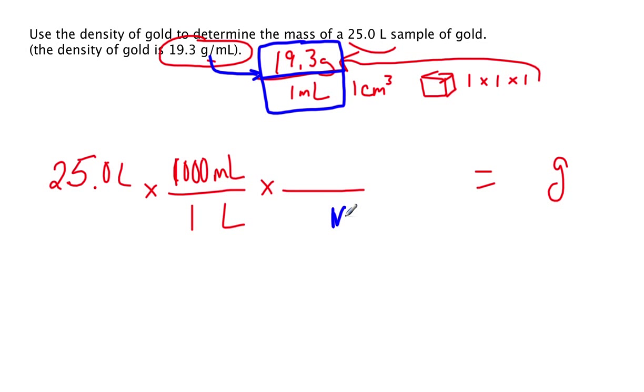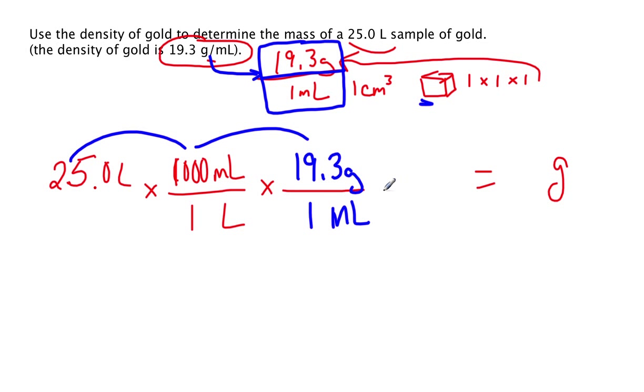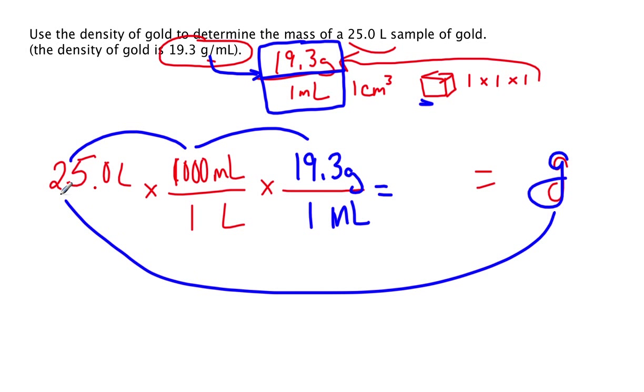We want milliliters on the bottom. So we're going to put the 1 milliliter down here. Or remember that 1 cubic centimeter block. The mass, 19.3, goes on top. And then just do the math. 25 times 1,000 divided by 1 times 19.3 divided by 1 equals your grams of mass. So if you have a big 25-liter chunk of gold, it's going to have whatever mass you come out with.